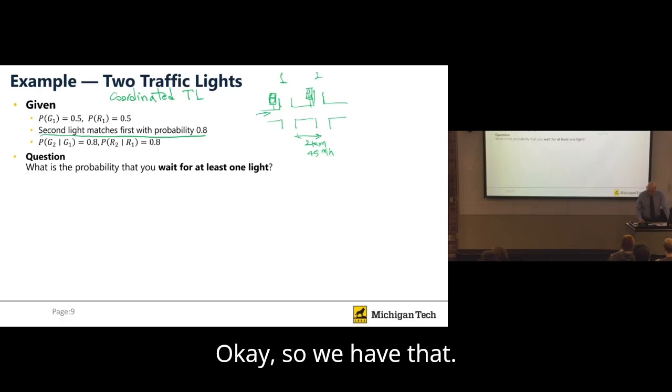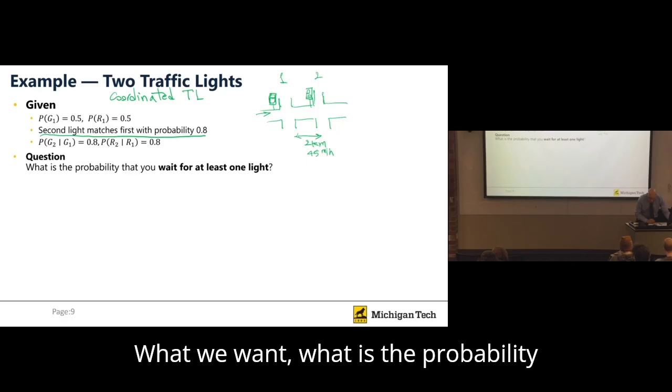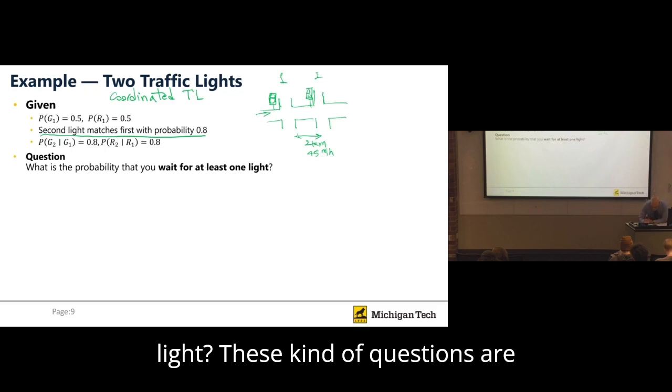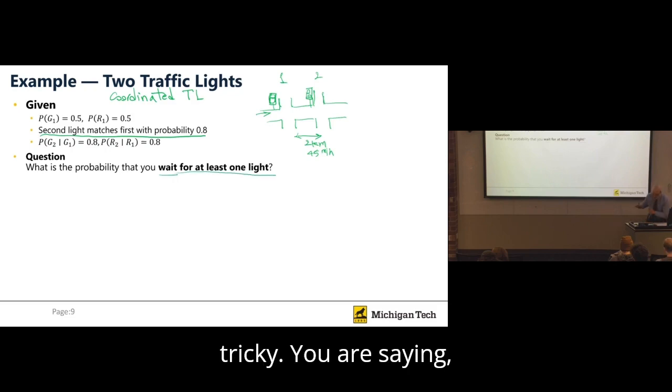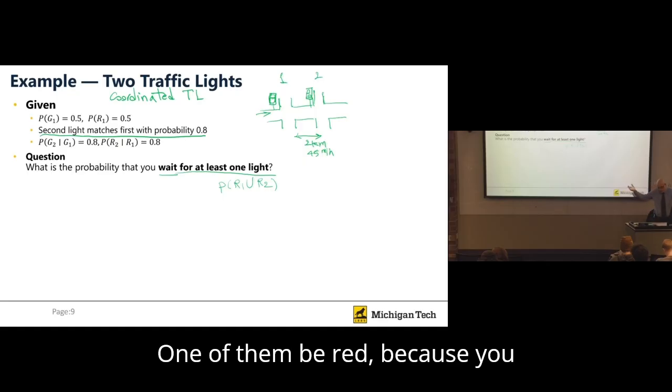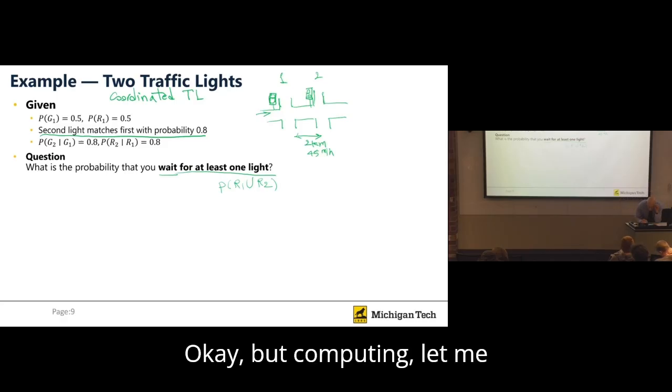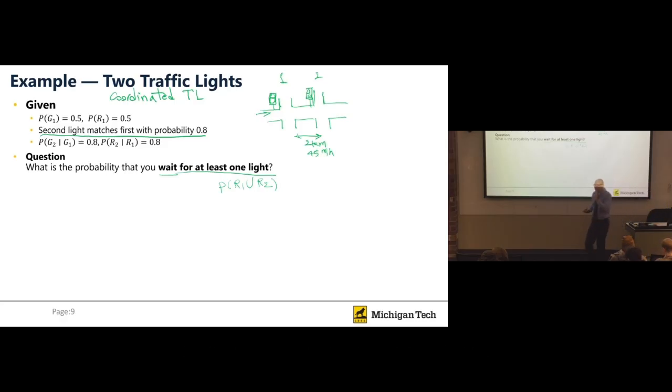Okay, so we have that. What we want: what is the probability that you wait for at least one light? These kinds of questions are tricky. And you're saying, okay, waiting at least one light means the probability of red 1 or red 2, or both. One of them being red, because you wait for at least one light.